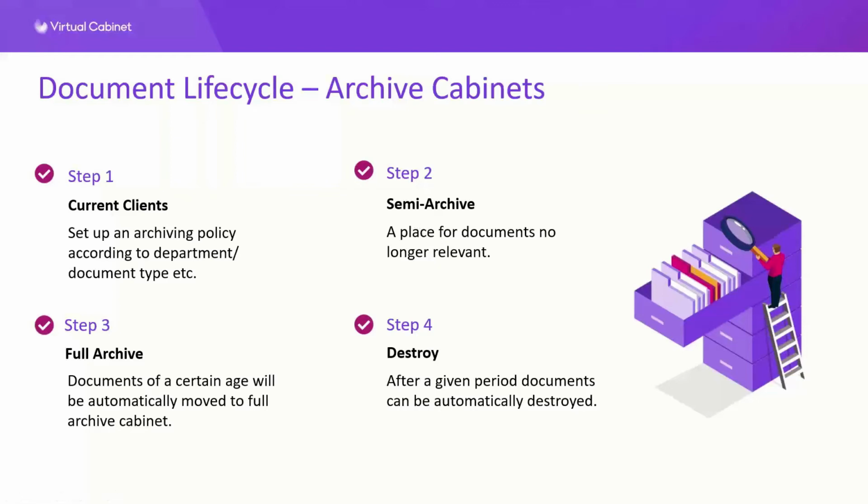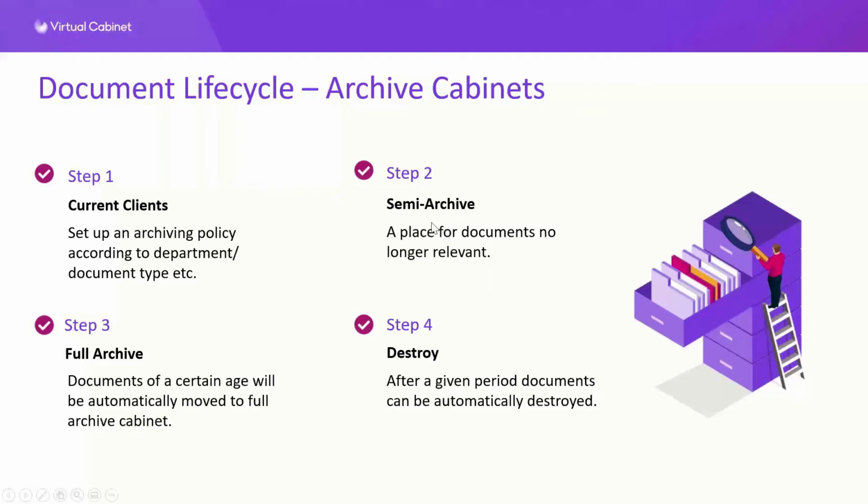In this example, we would have the client's cabinet, which would have 1 to 2, 1 to 3 years of data. That's usually off the back of feedback from our clients. They say, well, we don't really need to see a document any older than 3 years on a day-to-day. Anything older than that can go into the semi-archive. But bear in mind, it's customizable. You might want to see 1 to 4 years. So in this example, we're going to say 1 to 3 years in your client's cabinet. From 3 to 5 years, those documents would then be automatically moved into a semi-archive cabinet for you.